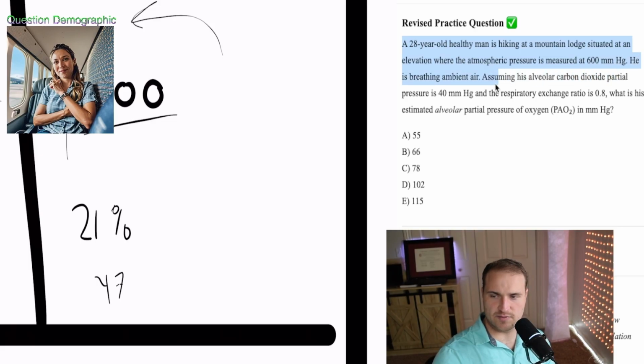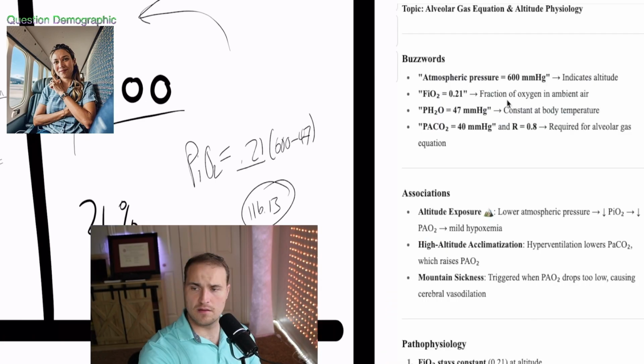A 28-year-old healthy man is hiking to a mountain lodge situated at an elevation where the atmospheric pressure is 600. Alveolar carbon dioxide partial pressure is 40. Respiratory exchange ratio is 0.8. What is his estimated alveolar partial pressure of oxygen? Breaking this down, atmospheric pressure is 600. That's where our altitude is. Fraction of oxygen in ambient air is 0.21, and this stays constant at altitude. The water vapor is constant at 47.